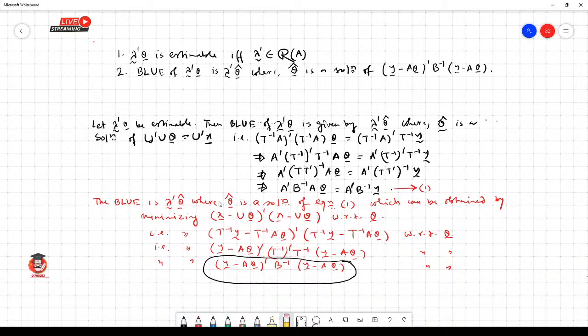Oh yes, Shubhodip sir, original model means not the usual model. Original model is a correlated model, okay? And the usual model is the uncorrelated model, the Gauss-Markov model, okay?